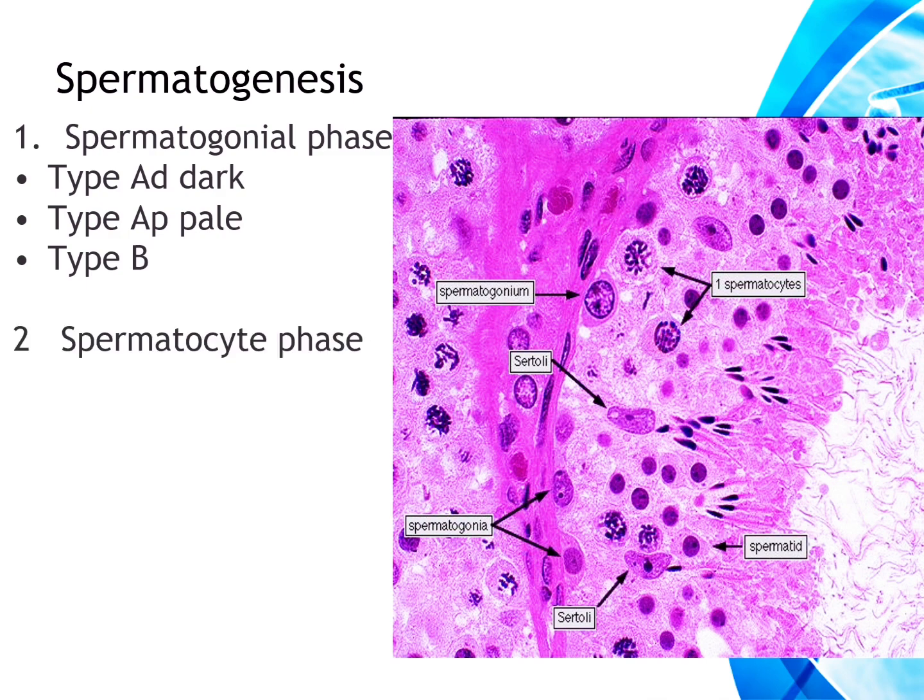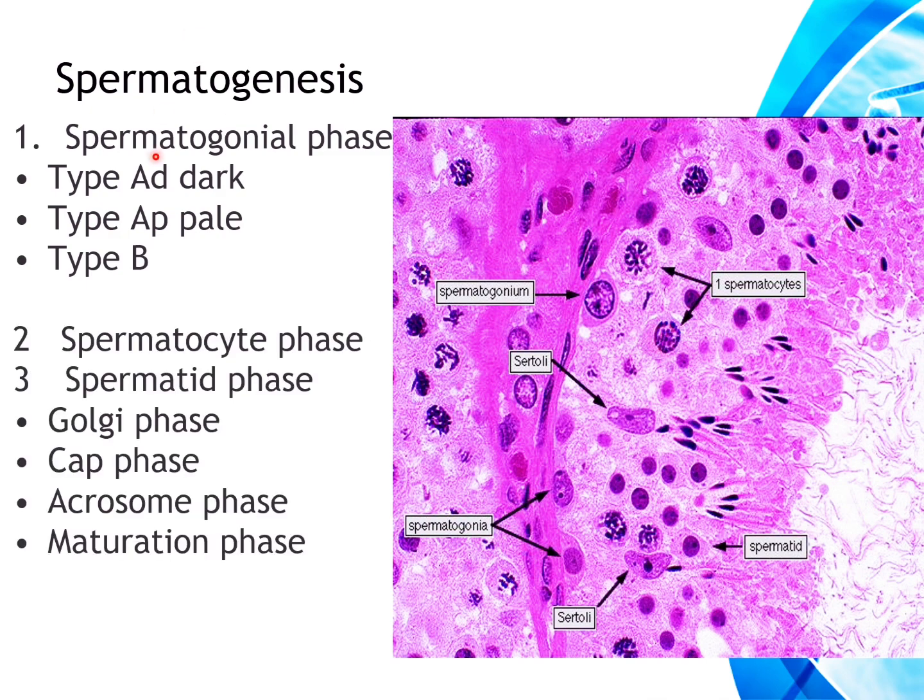So spermatogenesis consists of different phases. The first is the spermatogonial phase, the second is the spermatocyte phase, and the third is the spermatid phase. In the spermatogonial phase, we can identify different types of cells. These are the type A dark cells, type A pale cells, and type B cells. The type A dark cells divide mitotically, and they maintain the pool of the spermatogonial cells, and these have finely granular chromatin.